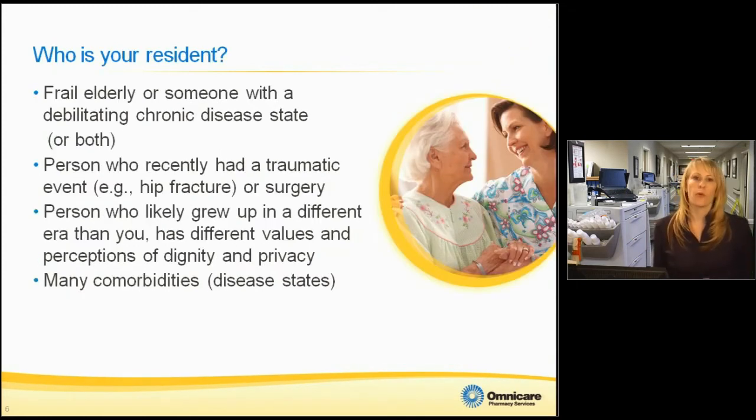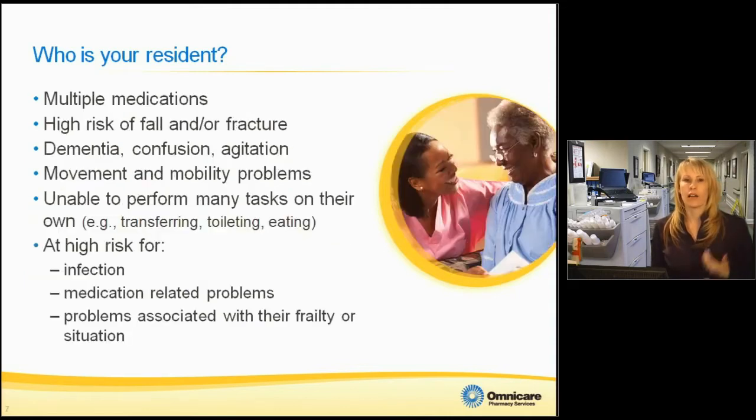So who is your resident? It's important to know who your resident is, and each of your residents is going to be different. They're all individuals. So maybe it's a frail elderly person or someone with a debilitating chronic disease state. Maybe it's someone who recently had surgery and is only going to be in the facility for a short time. They likely have lots of disease states or lots of medications. So you have to understand what makes these residents more vulnerable to being at danger from having a medication error or being in danger from having side effects or adverse drug events just by virtue of how frail they are or how many medications that they have.